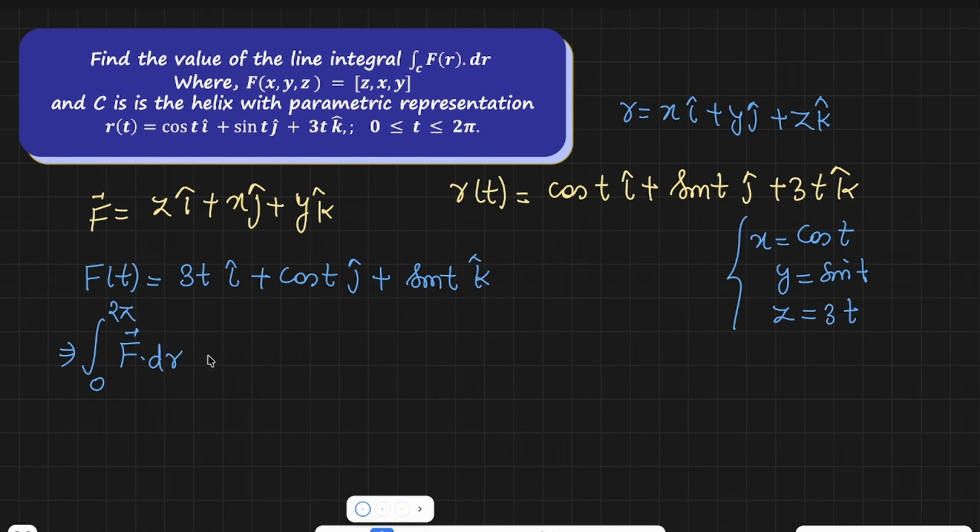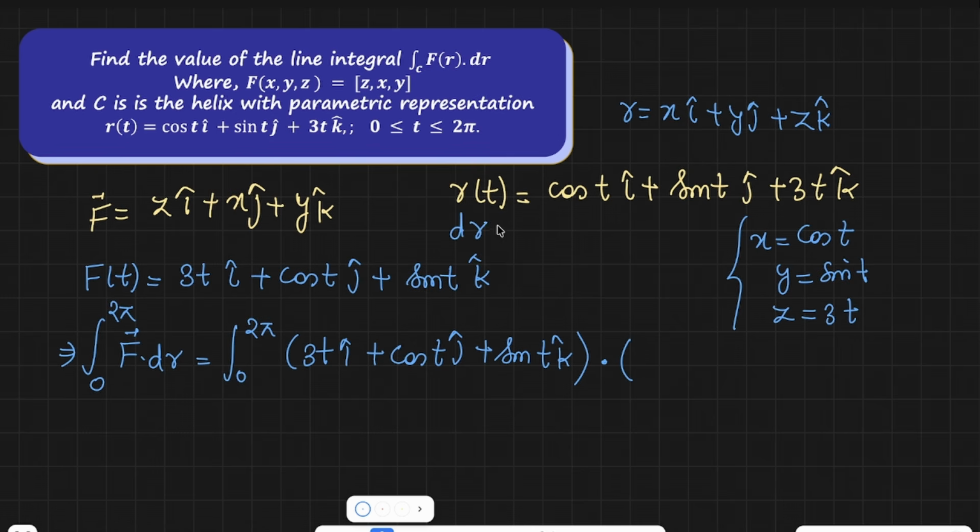So here it is basically from 0 to 2 pi. Okay, and F is 3t i cap plus cos t y j cap, and it is sin t k cap. Okay, sin t k cap. Dot product of dr. What will be the dr from here?